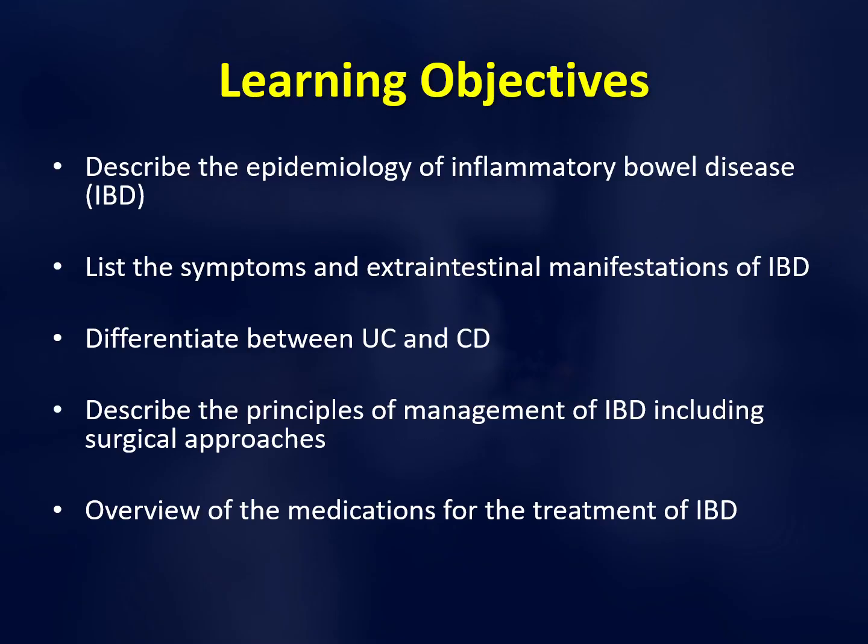So these are the learning objectives. We will describe the epidemiology of inflammatory bowel disease. We will list the symptoms and extraintestinal manifestations of IBD. We should differentiate between ulcerative colitis and Crohn's disease, which are the two main inflammatory bowel diseases. And we should also describe the principles of management of IBD, including the surgical approaches. And lastly, but very briefly, we will go over the medication used for the treatment of IBD.